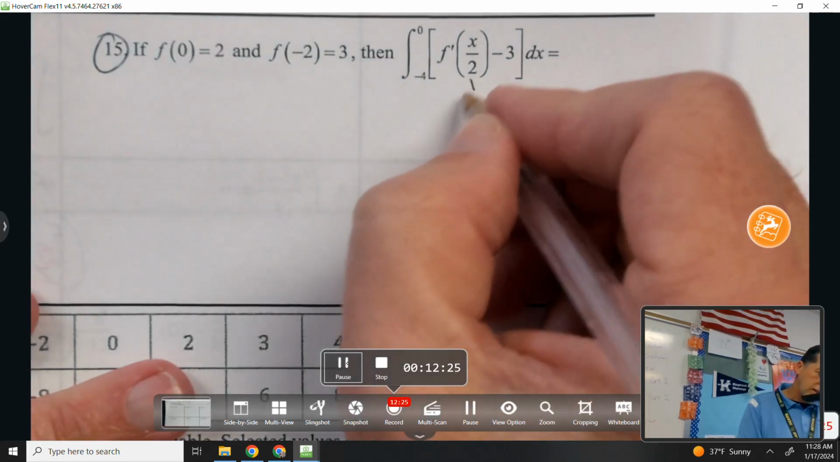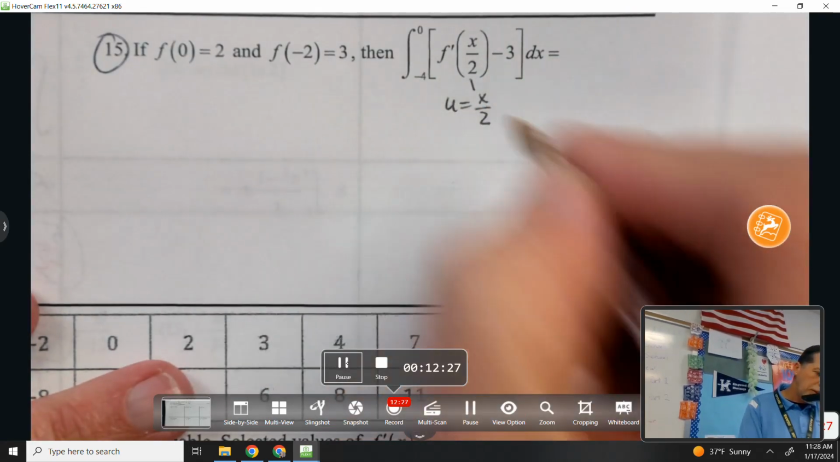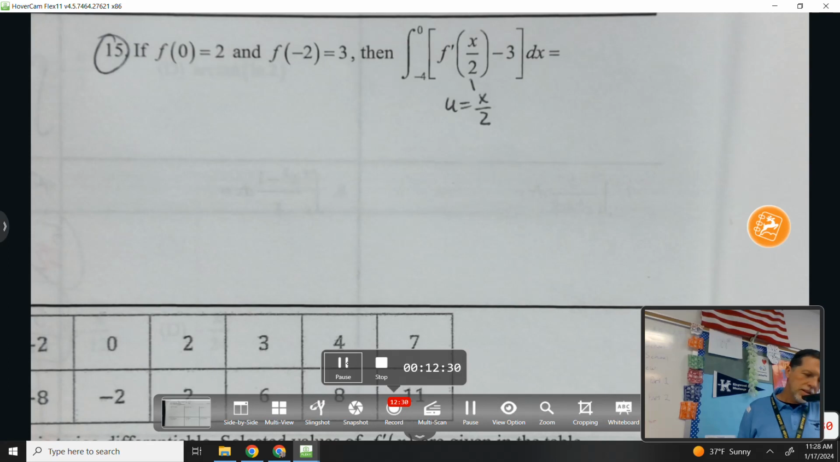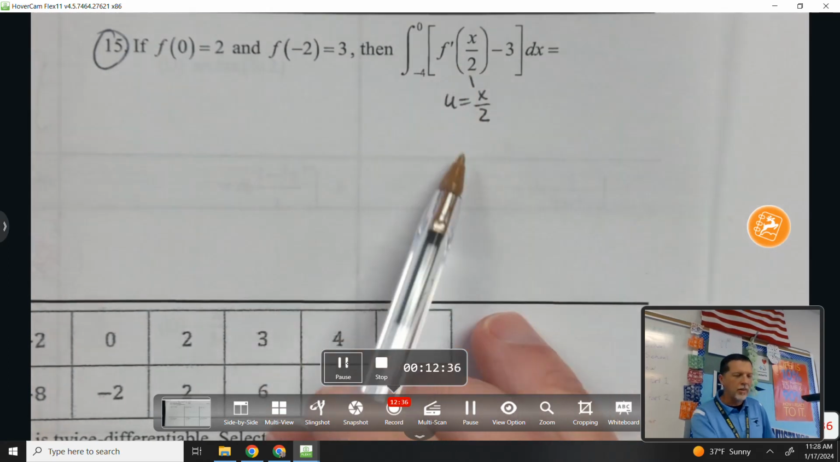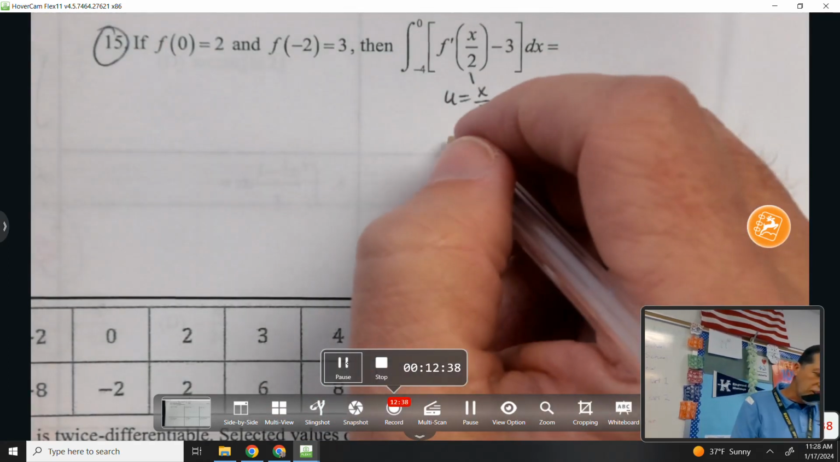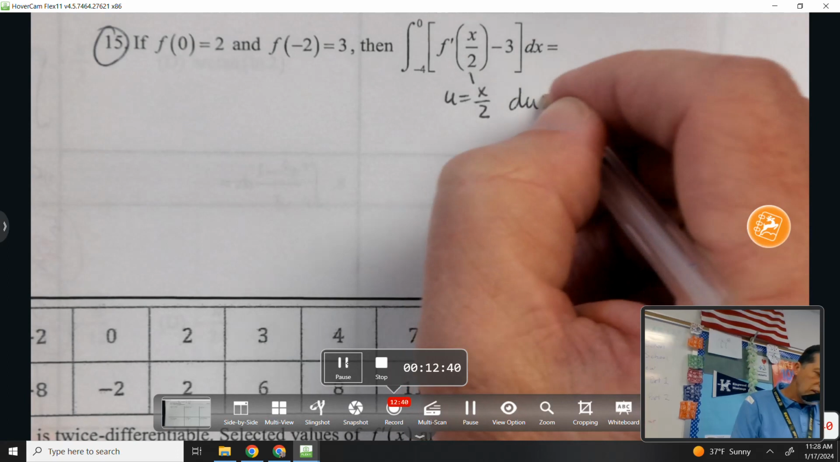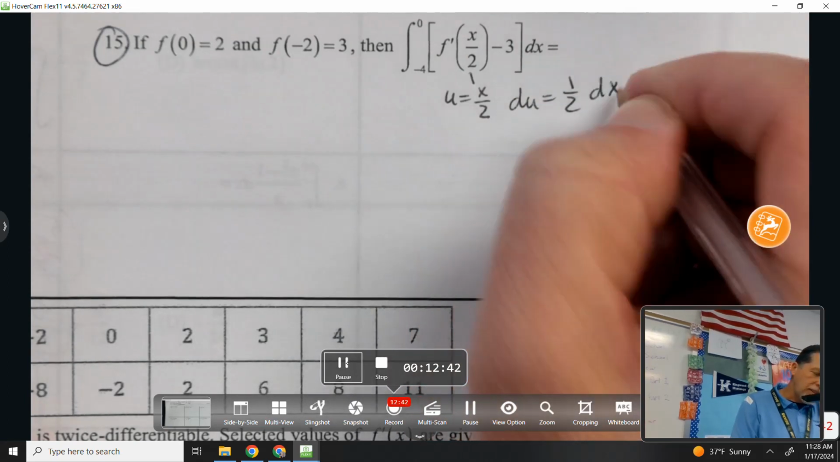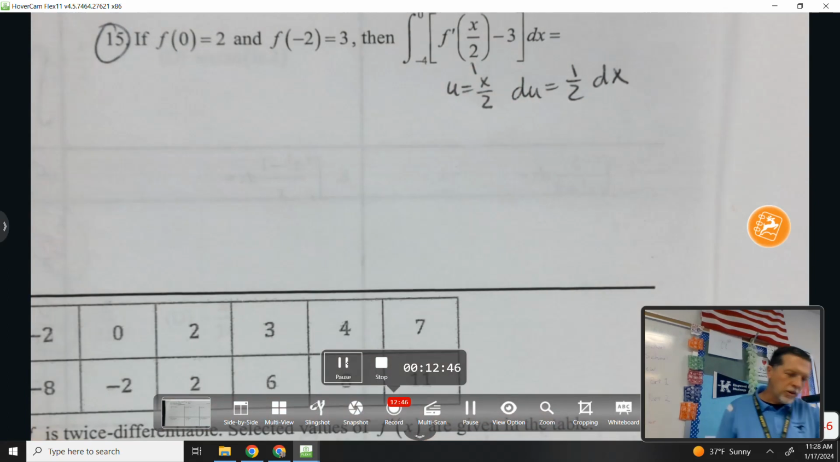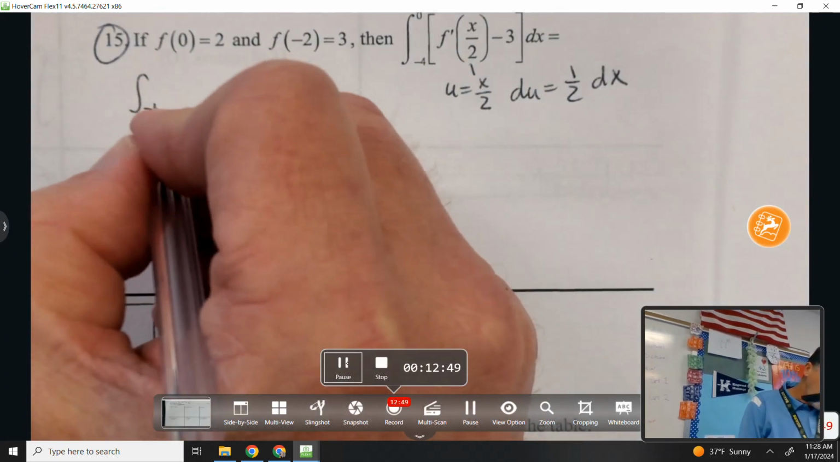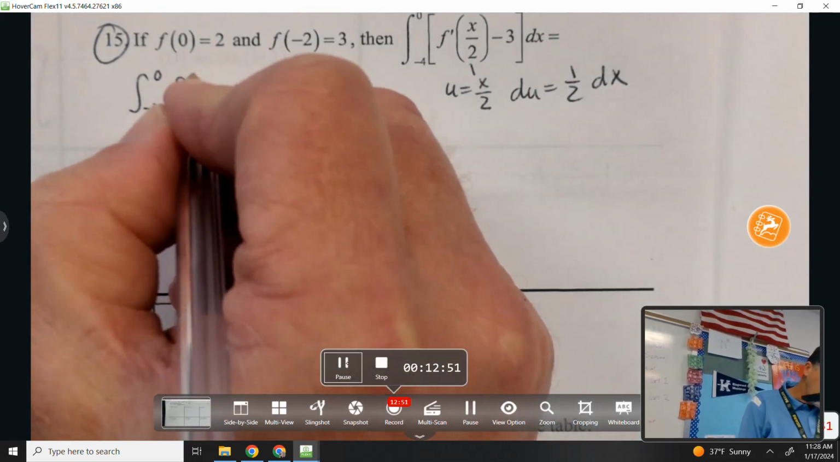Let's let u be x over 2. Yeah, I'm worried about just not doing this because I know there's a chain rule thing going on here. So u is x over 2. Du then is 1/2 dx. And rather than have to deal with that 3, I'm going to split this up.